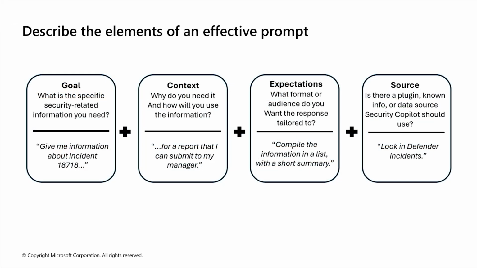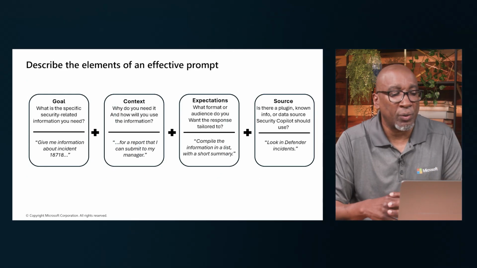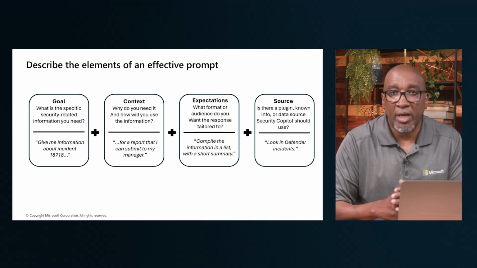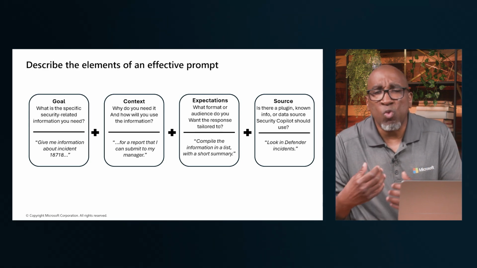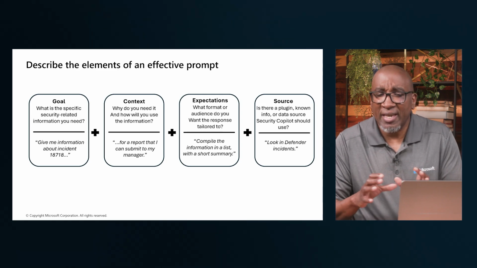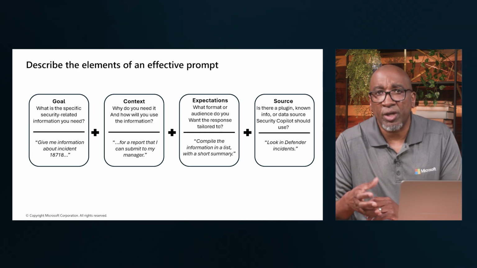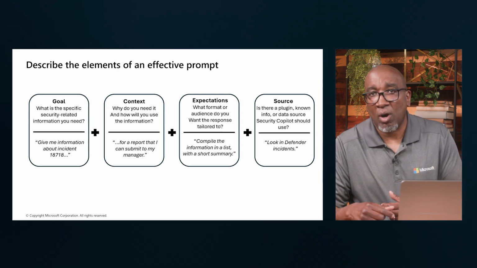To get the best results from Microsoft Copilot for Security, it's important to craft effective prompts. A good prompt should contain a specific goal, a context, expectations, and sources. A goal, for example, is the specific security-related information that we need. The context is why you need it. How are you going to use that information? The expectations: the format, the audience. How do you want the response tailored? And finally, is there some specific plugin, some known info, some data source that you want Security Copilot to use? You take all these elements together, and that creates an effective prompt.